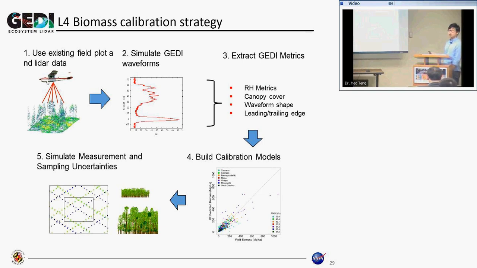For the biomass calibration strategy, I will quickly go over this. Right now, we don't have any real GEDI data. The way we're trying to build the GEDI biomass model is through simulated GEDI data. So we collect as many field and corresponding lidar data as possible, simulate GEDI waveforms, extract the corresponding GEDI metrics, and build a model based on the simultaneous acquisition of lidar data and field data. We already have our model set up. So once we get the real GEDI data, we just apply the model and get the estimate.